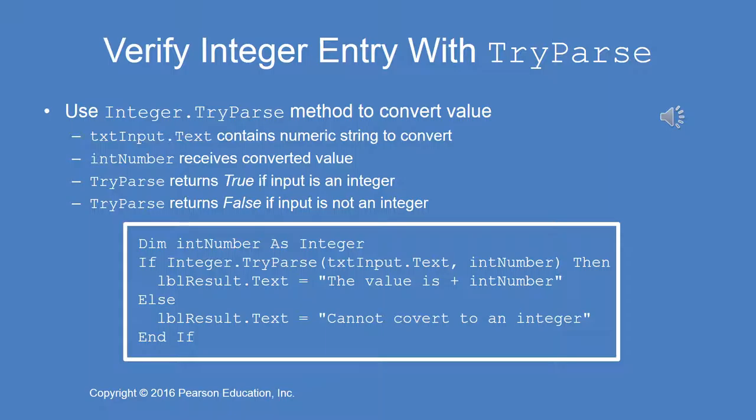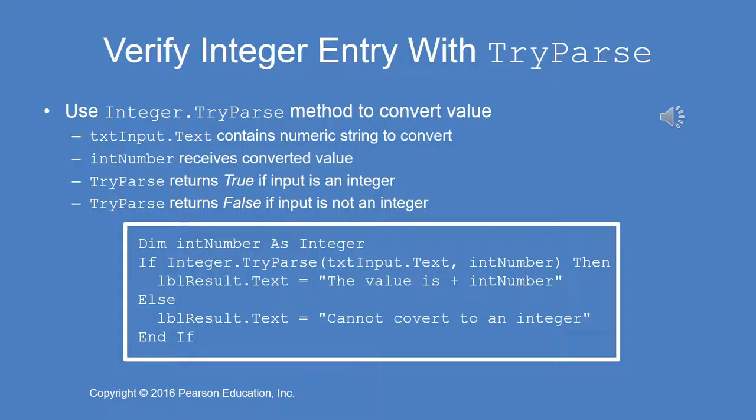So here's an example of the integer try-parse method. Let's take a look at the code in the rectangular block, and then we'll describe it in detail. We're declaring an integer, int number, and then we have an if-else statement. If integer.tryParse, the first argument is the value to be converted, and we're taking the text property of the text input box and attempting to convert it to an integer, storing that integer conversion in the variable int number.